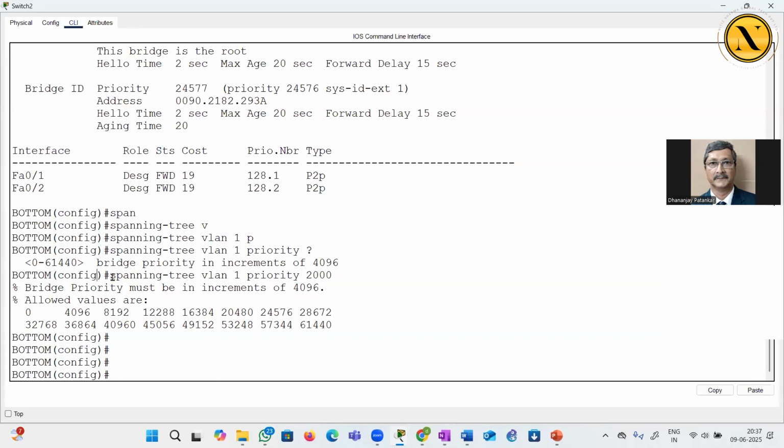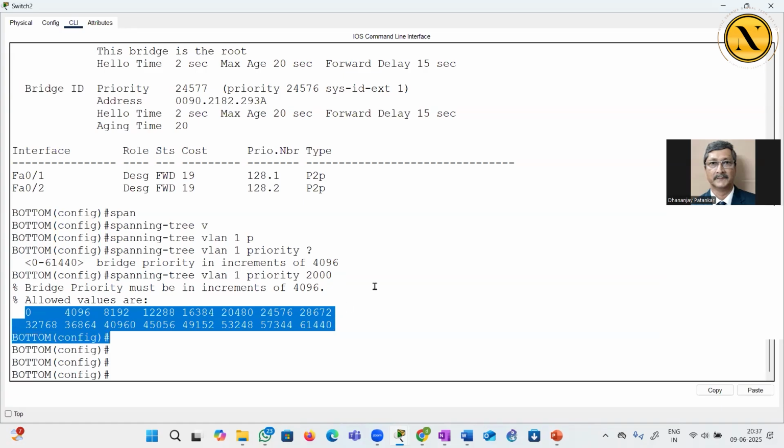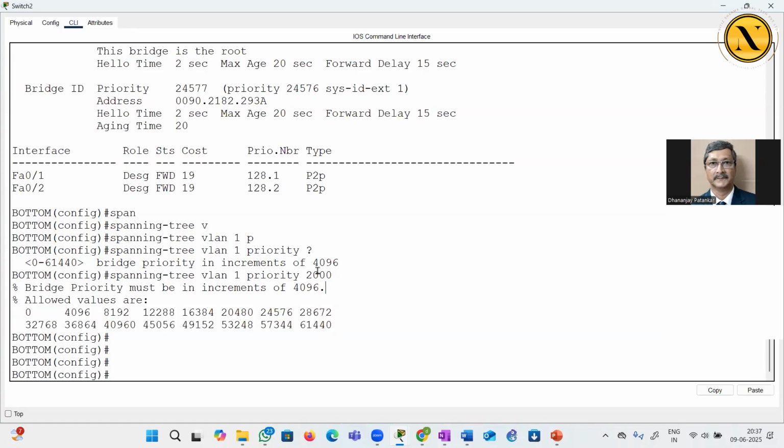So if I give a priority of 2000, which is not a multiple of 4096, it won't take. I gave this command and it didn't take. It says priority must be in increments of 4096. So these are the values, you can select any one. I gave 2000 randomly, so check which one is nearer to 2000. It can be 0 or 4096. Just to give you a demo, priority only increments or decrements with a gap of 4096.